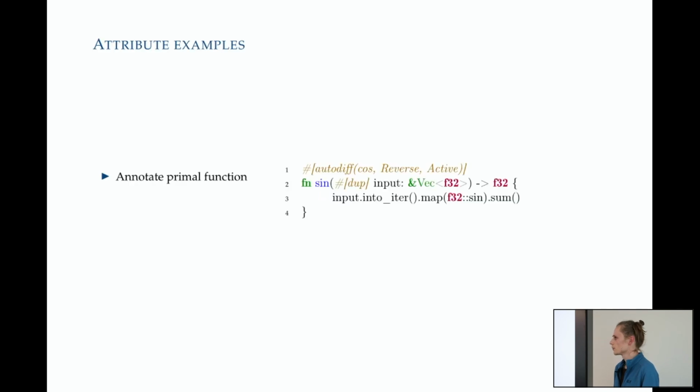Right, and now just some demos. So what's actually supported right now: you can annotate the primal function like this.